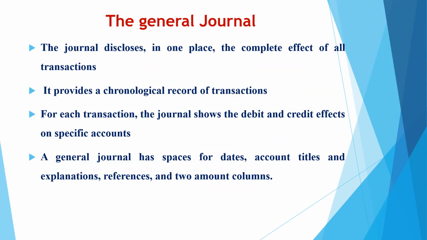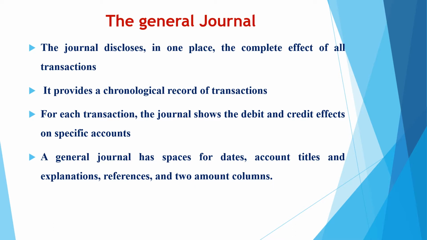The General Journal is the most important accounting book. It reflects the complete effect of all transactions. All transactions should be recorded in the journal in their chronological order. This means that the transaction that happened first will be recorded first.